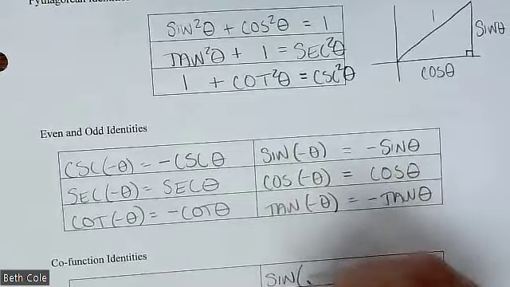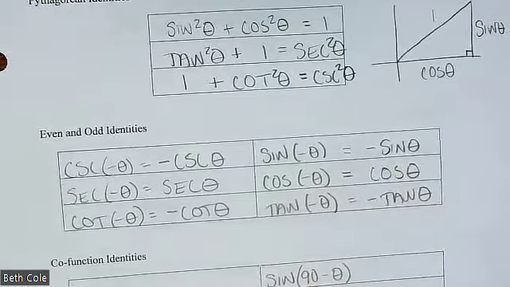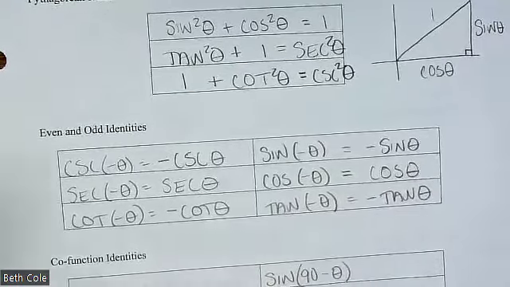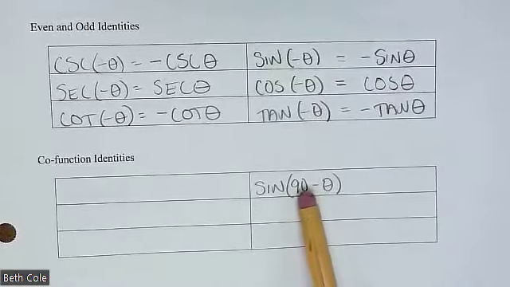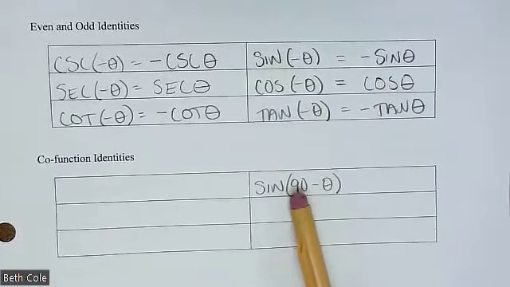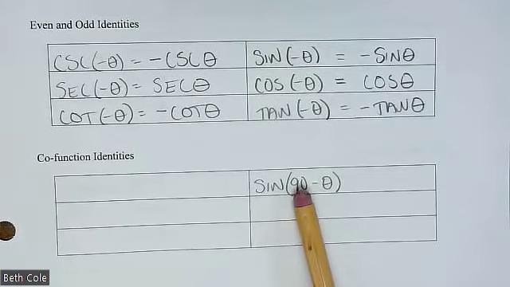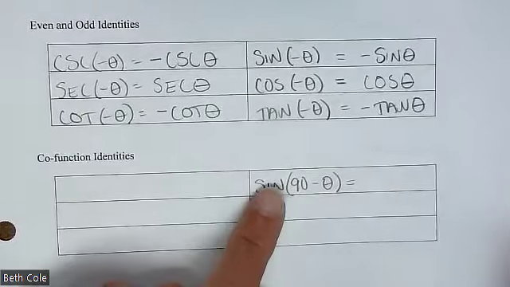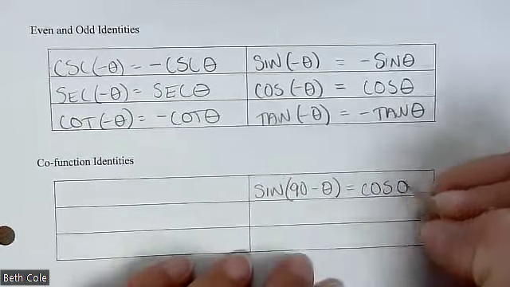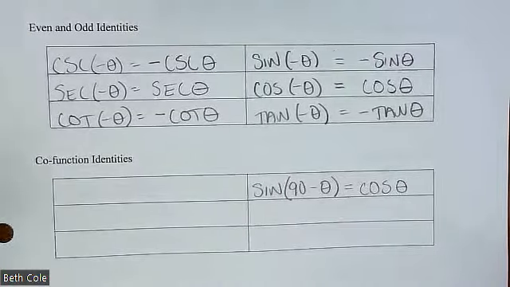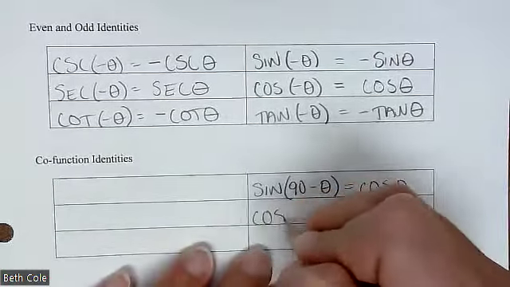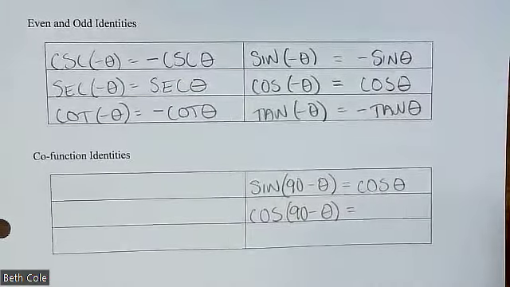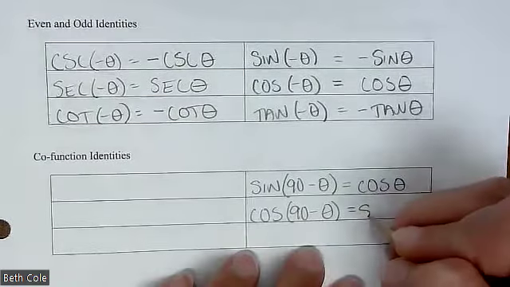So if you have sine of 90 minus theta, or if you see it in radians, what is 90 degrees in radians? Pi over 2. So if you see a pi over 2 there instead, it means the same thing. You just add or remove a co. So for sine, that would be cosine. You just add or remove the co. So right below there, if you do cosine 90 minus theta, what is that going to give you? Sine.